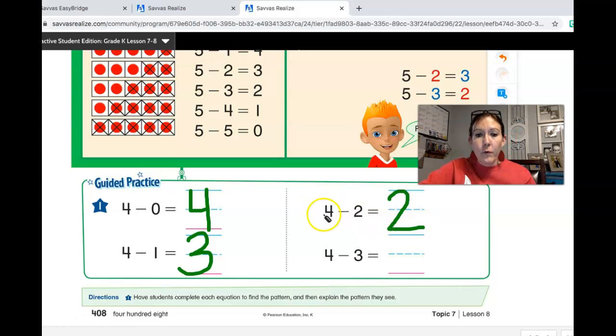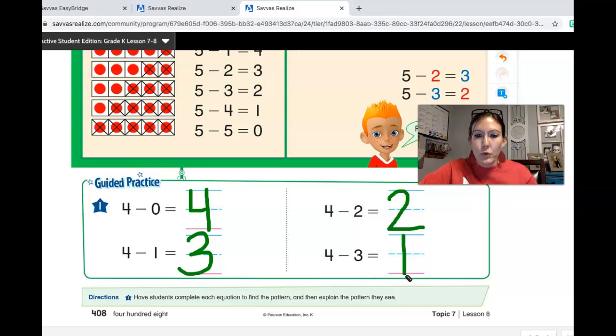Good job. 4 minus 2 equals 2. Let's look at those patterns again. 4, 3, 2. Were you right about that pattern? What do you think this answer will be if we're following that pattern? 4, 3, 2. Do you think it's 1?